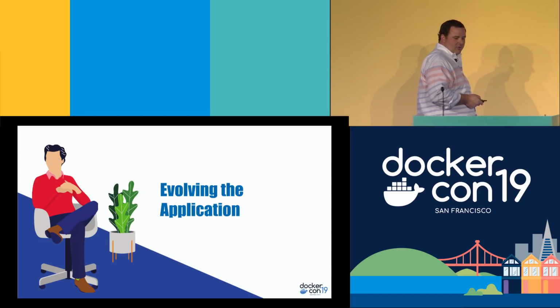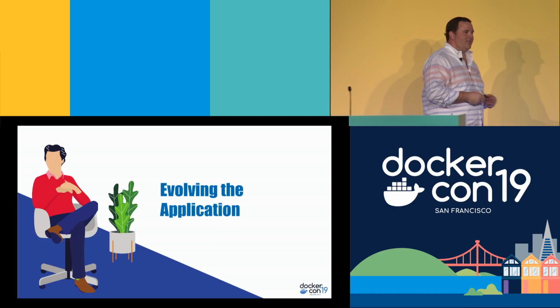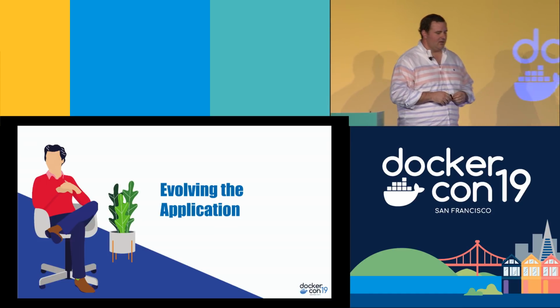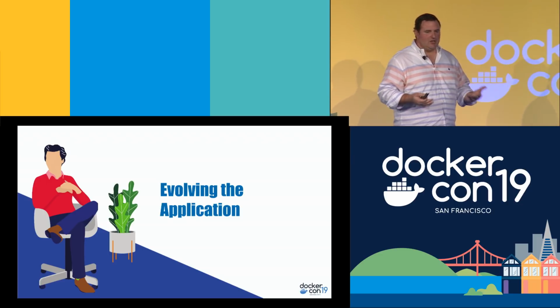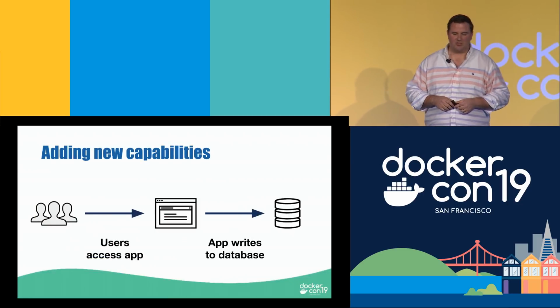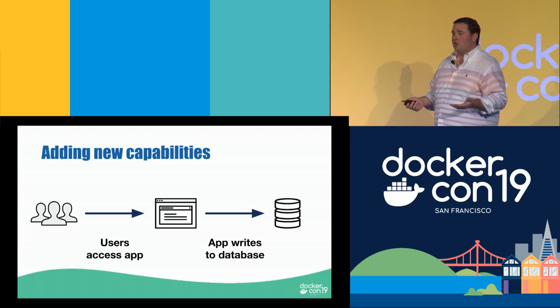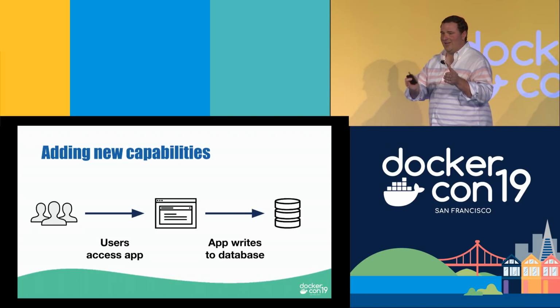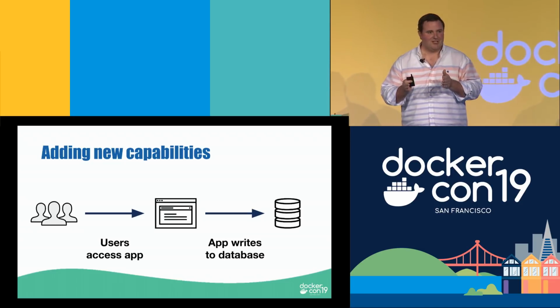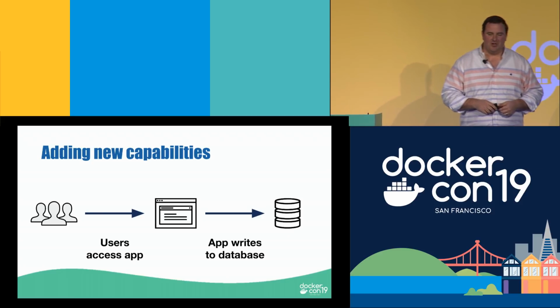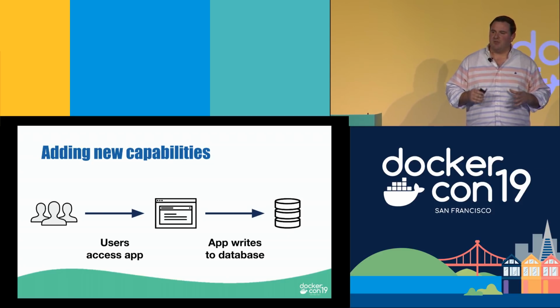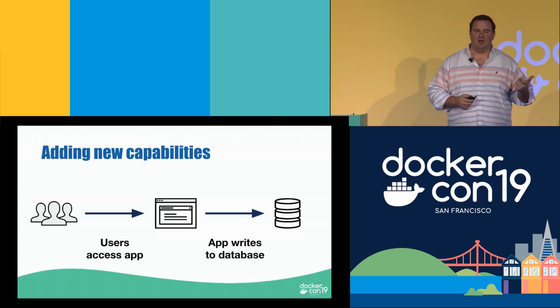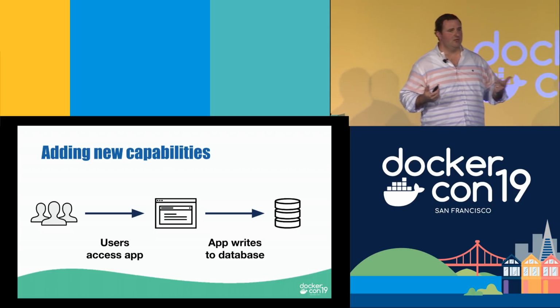The last section I want to talk about briefly is around evolving the app. One of the things we've seen quite a bit is that once I containerize my application, I can do some other things around it. Historically, when we talk about applications, pretty straightforward. We have some users, they talk to the app, it does some stuff, some business logic, writes that to a database.